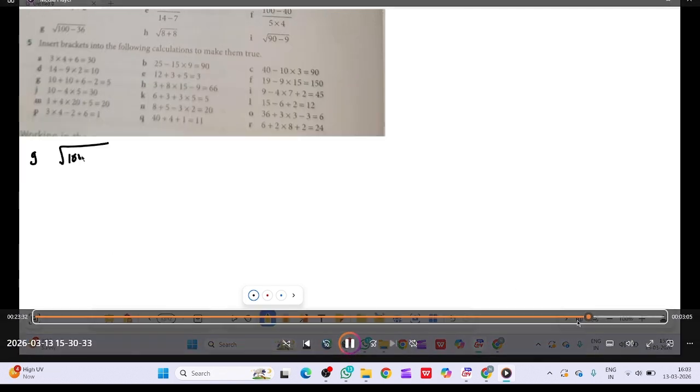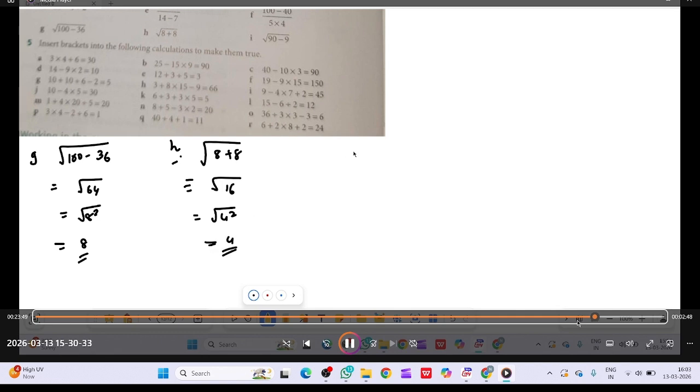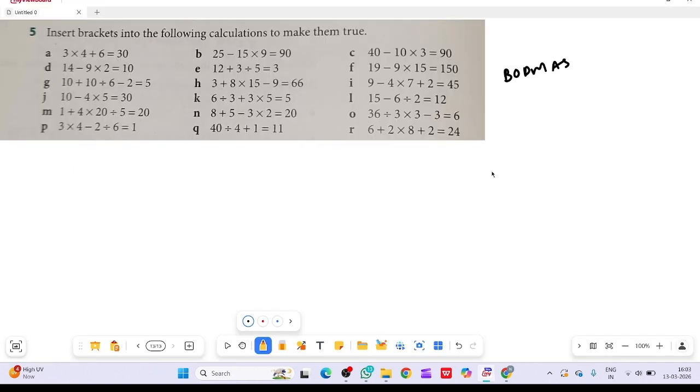G, root of 100 minus 36, it is equal to root of 64, which is equal to root of 8 square, which is equal to 8. H, root of 8 plus 8, it is equal to root of 16, which is equal to root of 4 square, which is equal to 4. I, root of 90 minus 9, it is equal to root of 81, which is equal to root of 9 square, which is equal to 9. Question number 5.